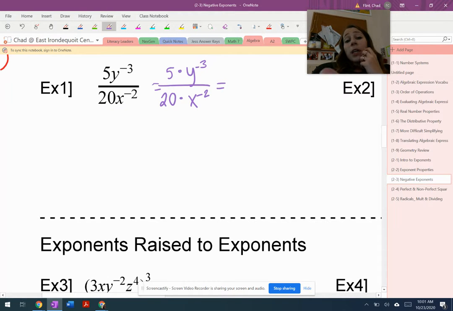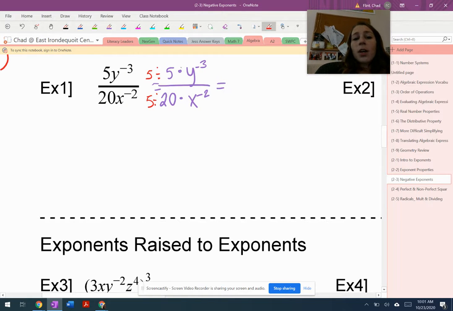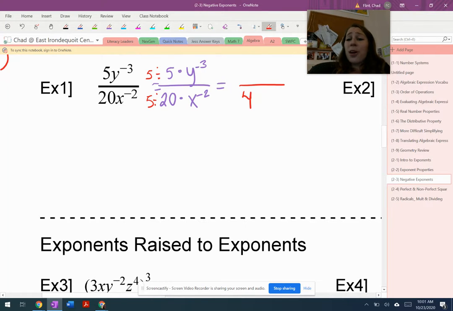So if I'm looking at my 5 and my 20, and you always want to watch out for those numbers, each of those can be divided by 5 to reduce it. 5 divided by 5 is just 1, and I don't need to write that. 20 divided by 5 is 4. So I do have a 4 on the bottom of that fraction.